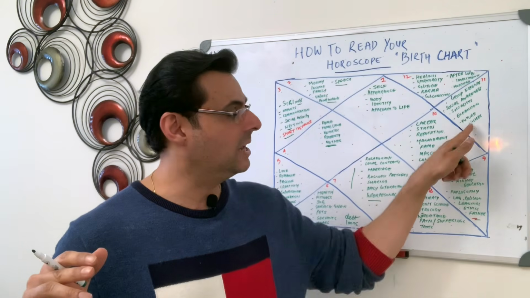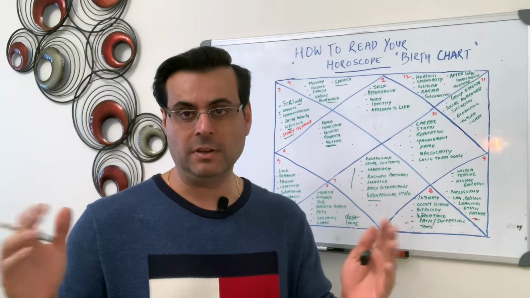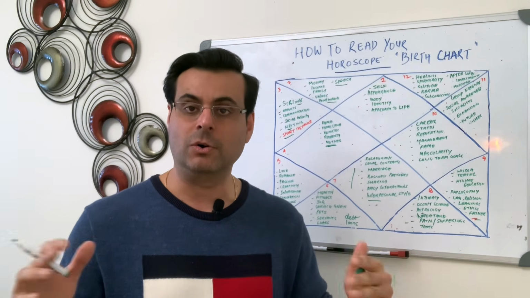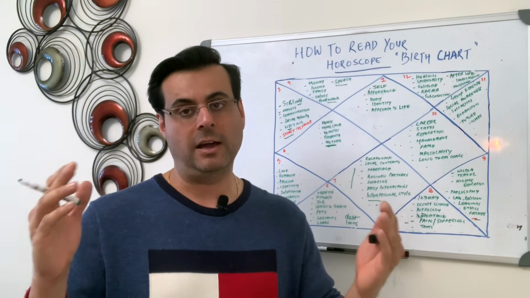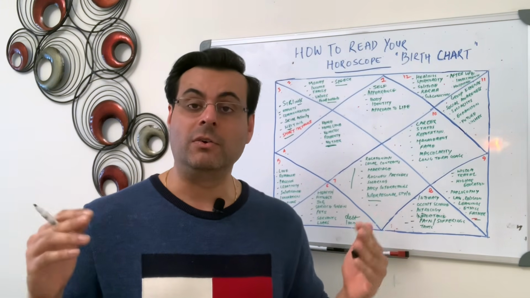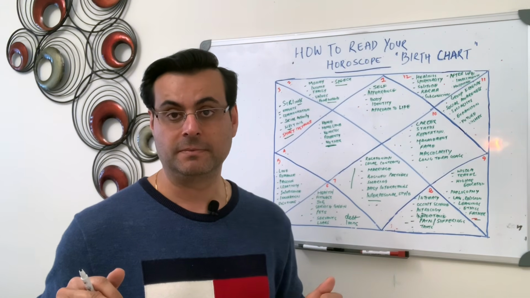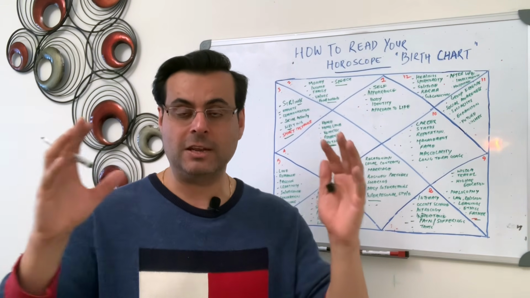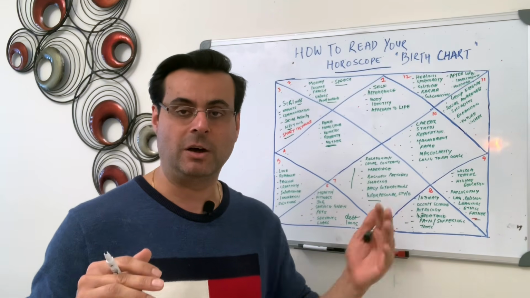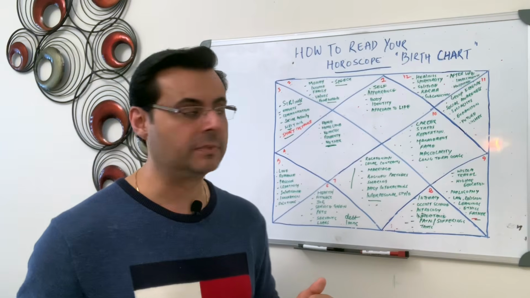Magnifies. 9 and 11 means huge gains in long distance travel, huge gains in learning or higher education, or gains through law, religion or from father. Everything gets combined here. So we have to bake in all the factors when we are talking about the house combinations, how they match and what kind of results they will give you.